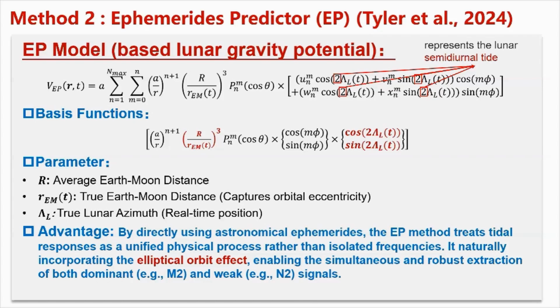And delta L is the true lunar azimuth angle, so it's a time-dependent angle. The advantage, as you can consider, is that we consider the real orbit of the moon with respect to the Earth. So maybe it's quite good.